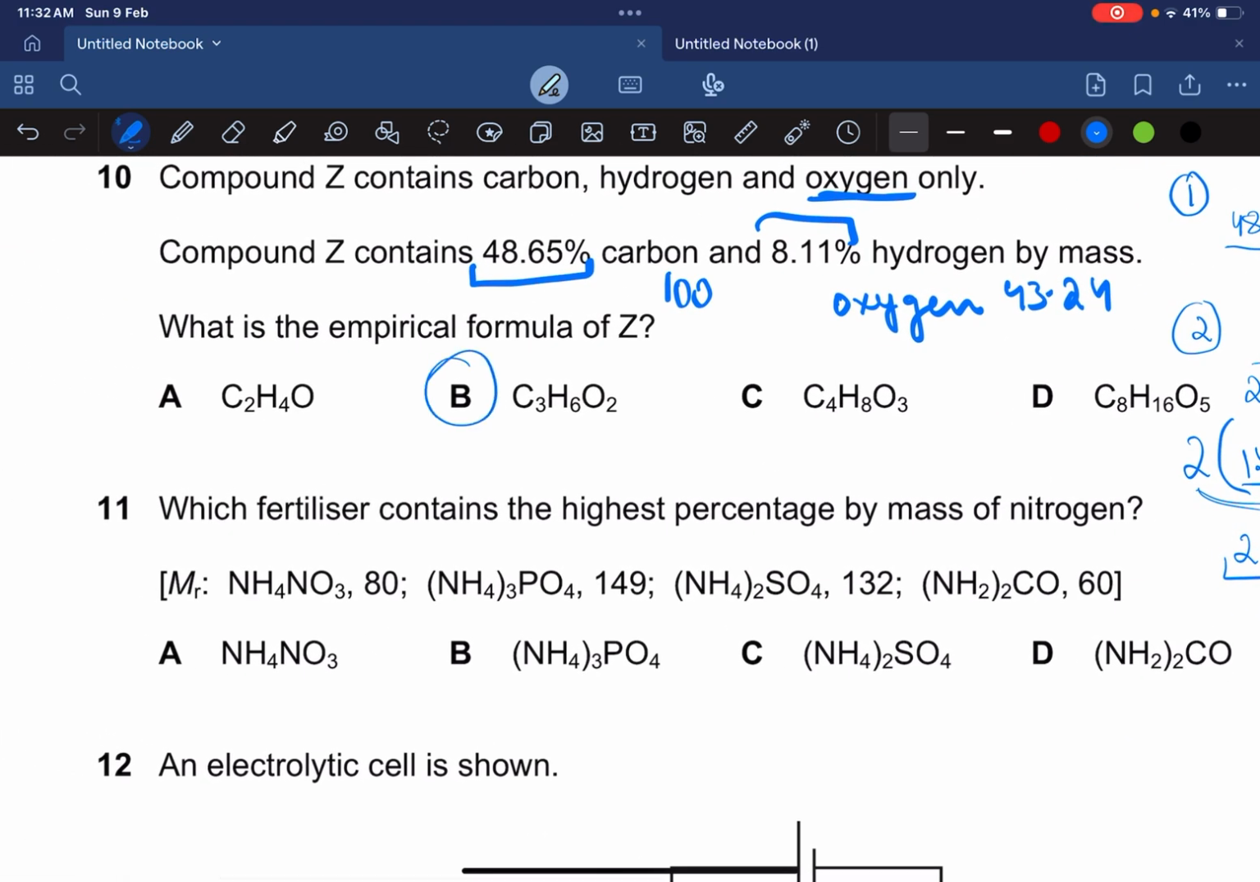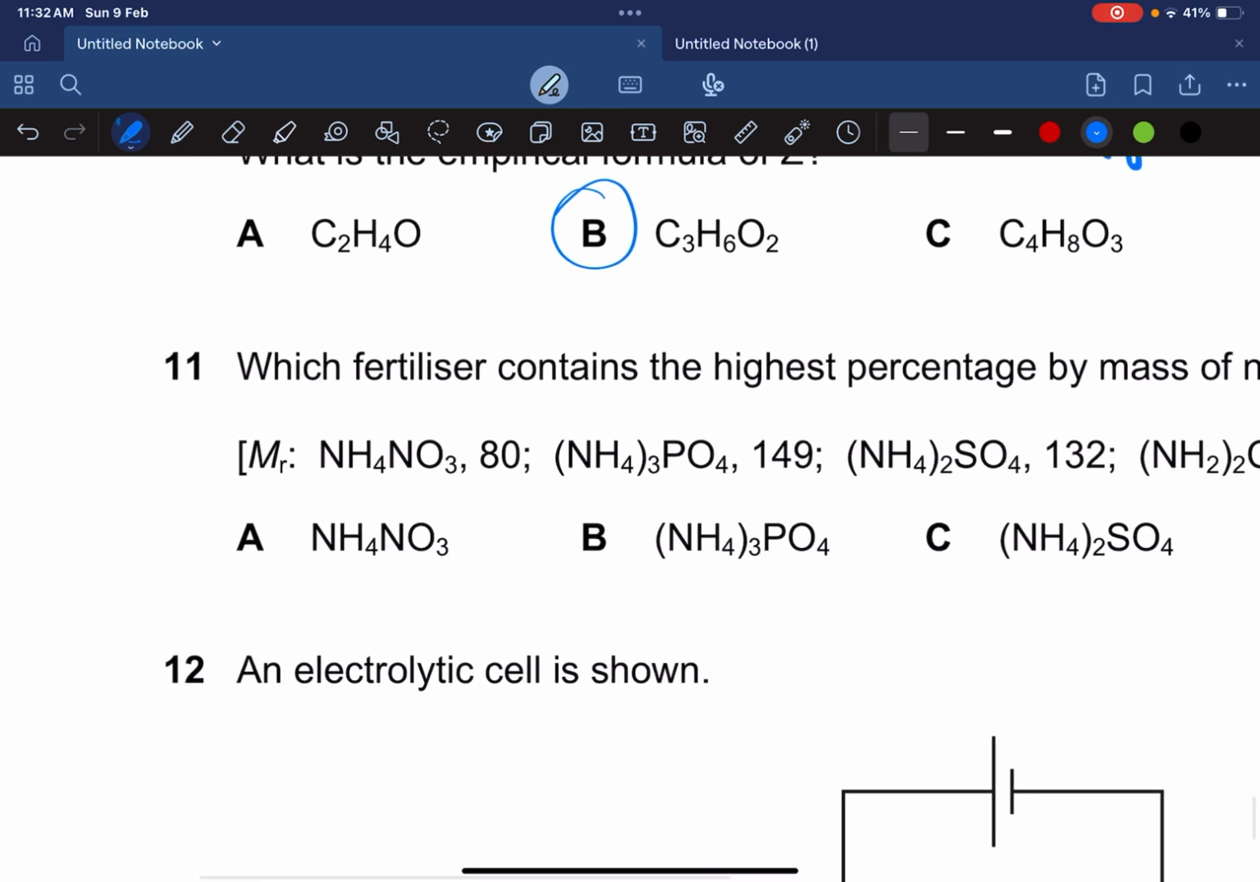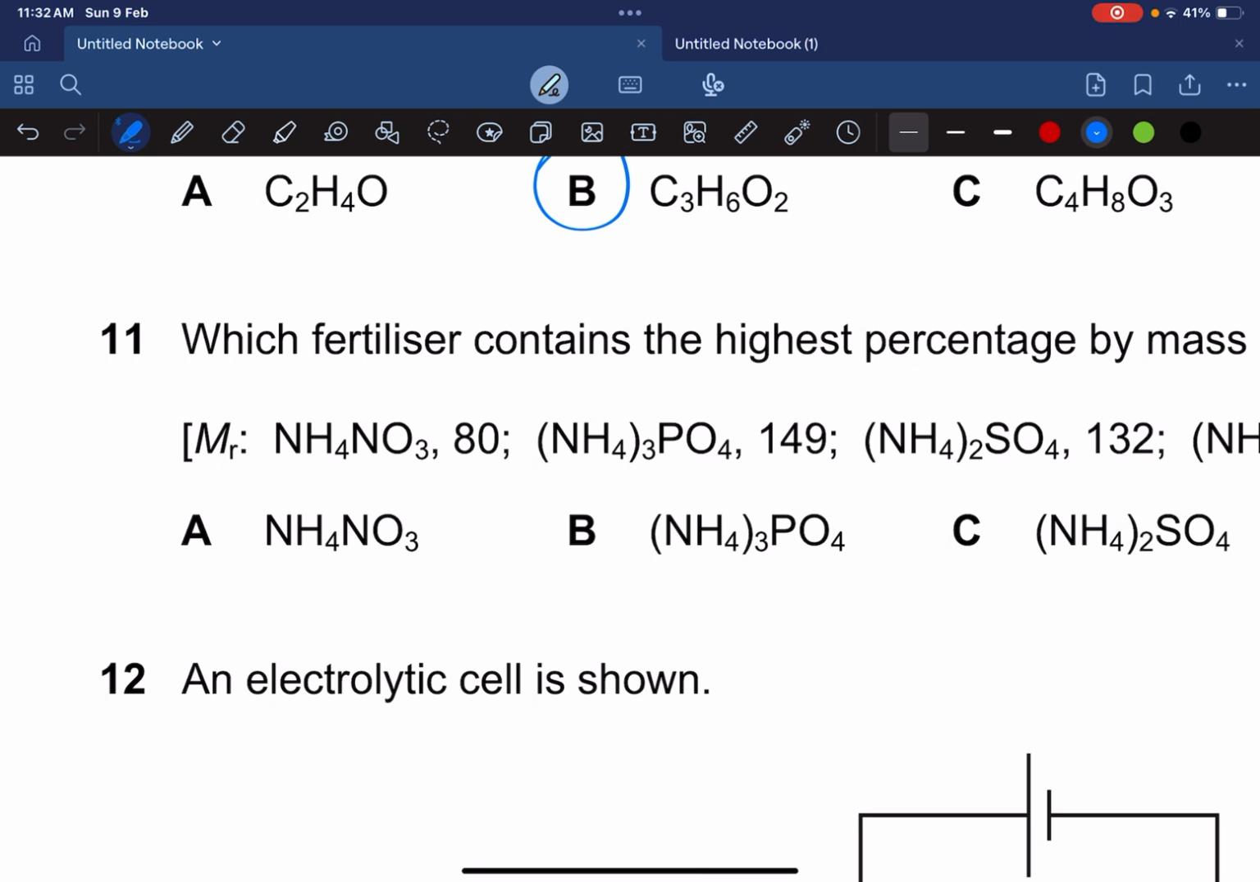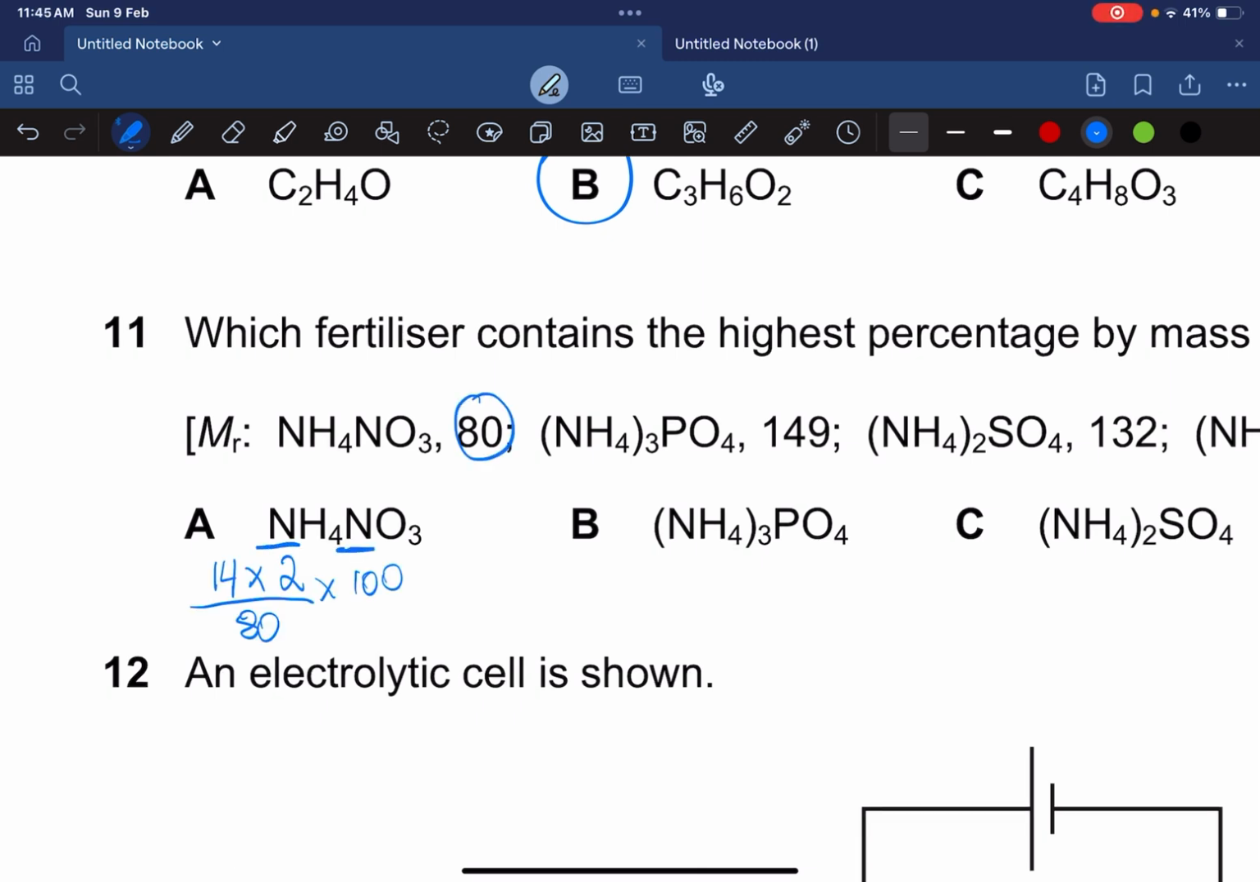Okay, which fertilizer contains the highest percentage by mass of nitrogen? So how do you calculate the percentage mass of nitrogen? Okay, so the way to do it is first you calculate the mass of nitrogen. 14 into 2 over 80 into 100. For the next, how many nitrogens we have? We have 3 nitrogens. So it is going to be 3 into 14 over the total MR of the compound, which is 149 into 100. Okay, that's going to give you the value for this.